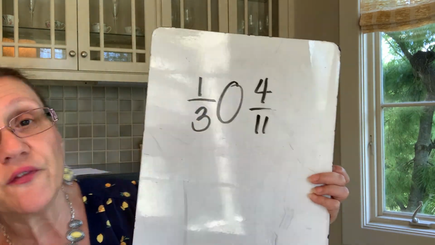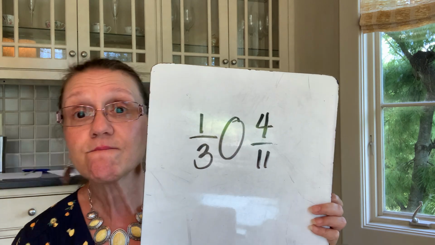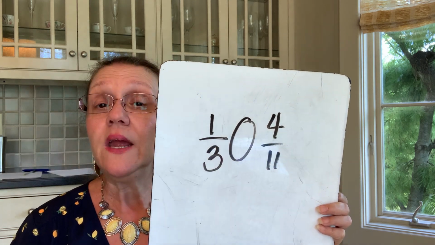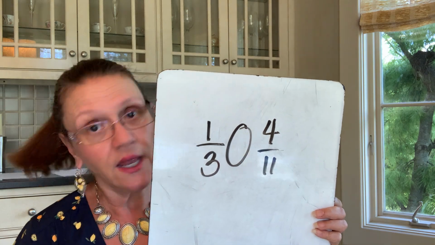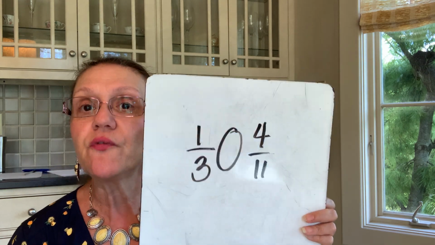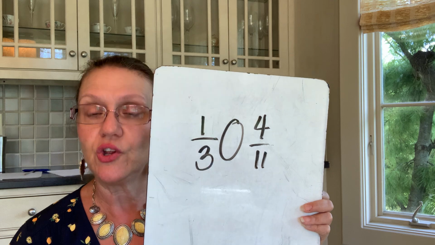I'll show you. So let's say I want to compare 1/3 and 4/11. Now, 3 does not go into 11 evenly, so I cannot use the easy method. I could use brute force, but in this case, I'm going to choose to use the butterfly.